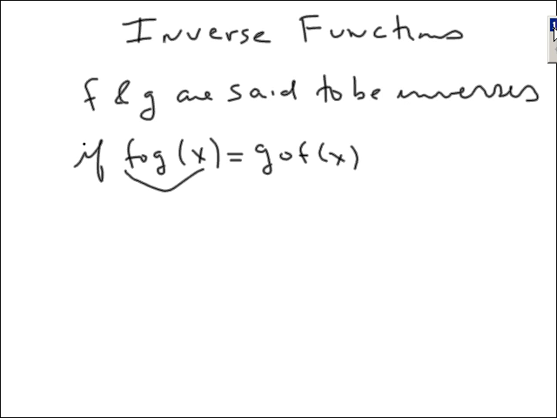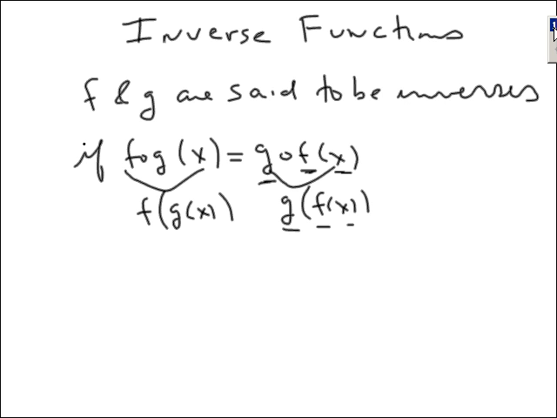By definition, that means f of g of x, and by definition, this means g of f of x. Notice the order doesn't change. And they're equal. Oh, and they have to equal x. Both of these equal x. They both should equal x.